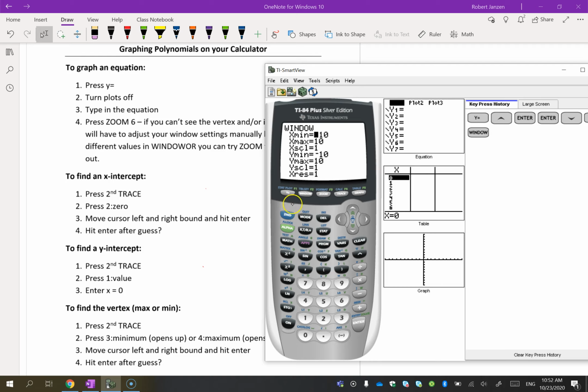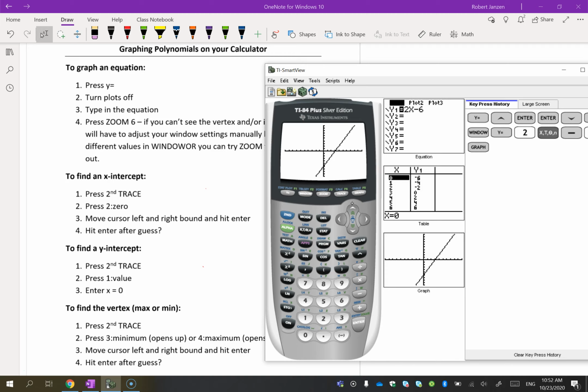Okay, so let's go back here and let's just put in an equation. I'm just going to go 2x minus 6, and then I'll graph. So I get a graph like this. Okay, so let's go to the second thing, to find an x-intercept. The x-intercept is where it crosses the y-axis.